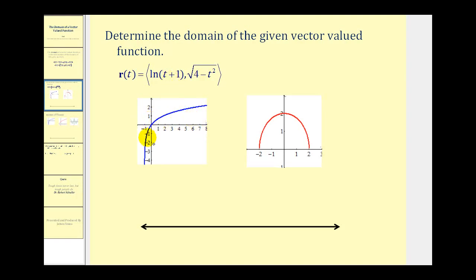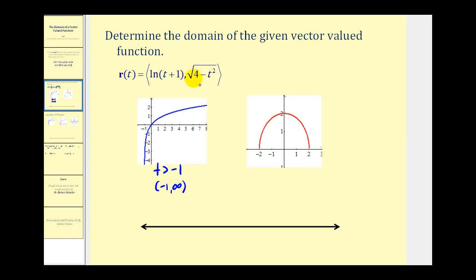Well, we can see here that the domain of natural log of t plus 1 looks like it goes from -1 to positive infinity, which is true, but it does not include -1, because if t is -1, we have natural log of 0, which is undefined. So the domain for natural log of t plus 1 would be t greater than -1. Or if we want to express this using interval notation, it would be open at -1 to positive infinity.